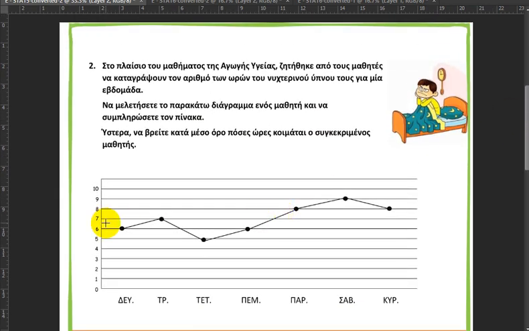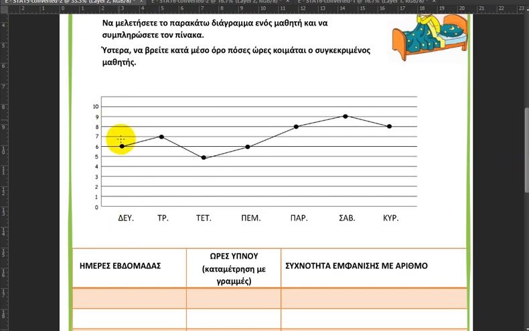So here we have another chart. It doesn't have bars, it has dots, but it's the same concept. However high the dot is, that shows us how much of this it is. So let's see this problem. Here we have recorded the number of hours the student has slept. For example, Monday was 6, Tuesday was 7, Wednesday was only 5, Thursday was 6, Friday was 8, Saturday was 9, and Sunday was another 8.